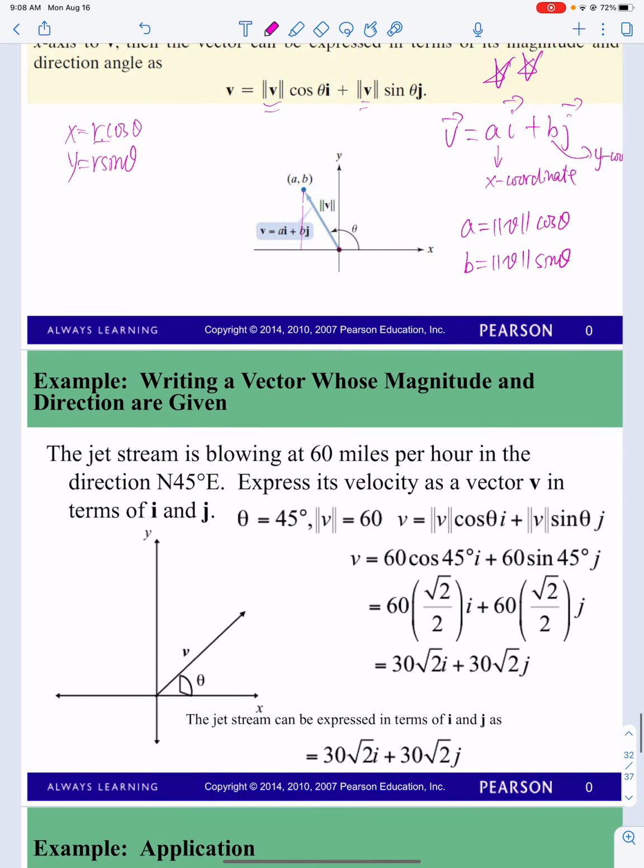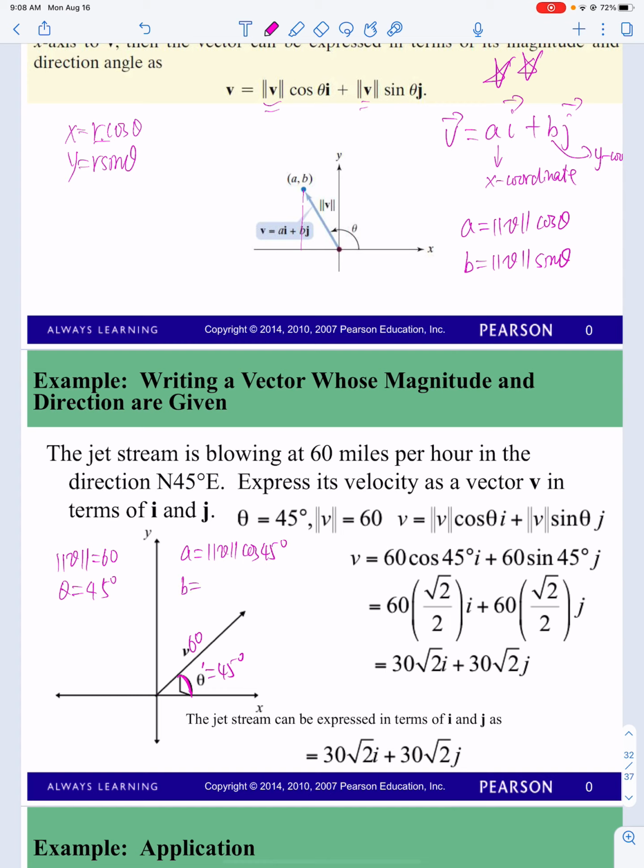So writing a vector whose magnitude and direction are given. If a jet stream is blowing at 60 miles per hour in the direction northeast 45 degrees, express its velocity as a vector in terms of i and j. We know that the magnitude of v is 60 and the angle theta is 45 degrees. So what will be the a here? It is v cosine.